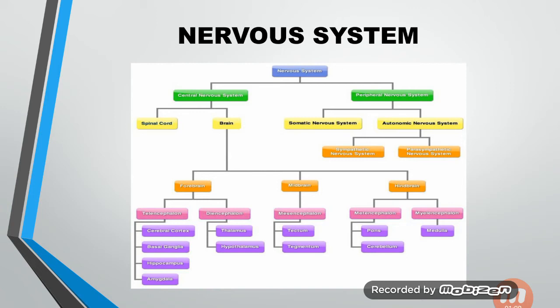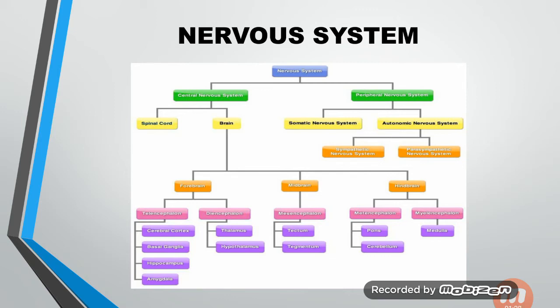For example, peripheral nervous system contains the motor neurons and sensory neurons. Motor neurons in turn contain somatic nervous system and autonomic nervous system. The autonomic nervous system is finally divided up into sympathetic nervous system and parasympathetic nervous system.